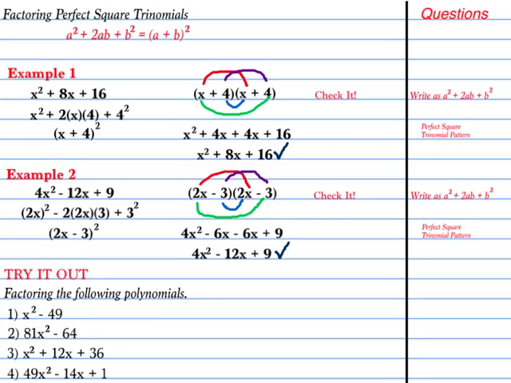So I'll try it out. I want you to factor the 4 following polynomials. The first 2 are difference of squares. Notice the missing middle term. And the other 2 are perfect square trinomials. Once again, knowing your squares helps you out on this set.